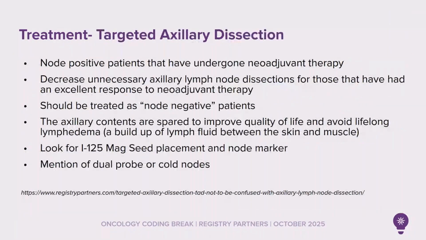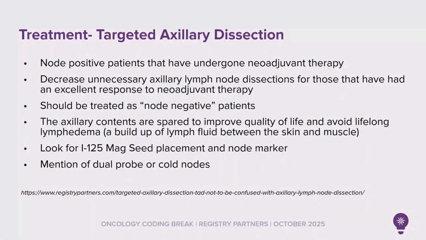A targeted axillary dissection can be performed for node-positive patients that have undergone neoadjuvant therapy. The aim is to decrease unnecessary axillary lymph node dissections for those that have had an excellent response to neoadjuvant therapy, and they should be treated as node-negative patients. The axillary contents are spared to improve quality of life and avoid lifelong lymphedema, which is the buildup of lymph fluid between the skin and the muscle.